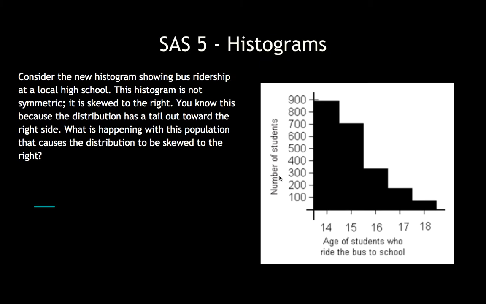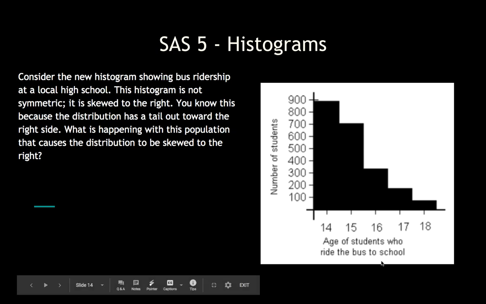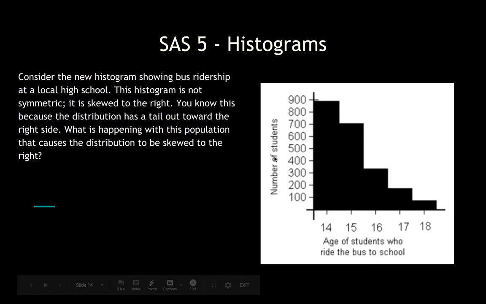Now, consider this new histogram showing bus ridership at a local high school. The histogram is not symmetric. It is skewed far to the right. You know this because the distribution has a tail out toward the right side. What is happening with this population that causes the distribution to be skewed to the right? Now, first of all, let's look and see what the histogram is actually describing by the title. This is the age of students who ride the bus to school. This is the number of students.